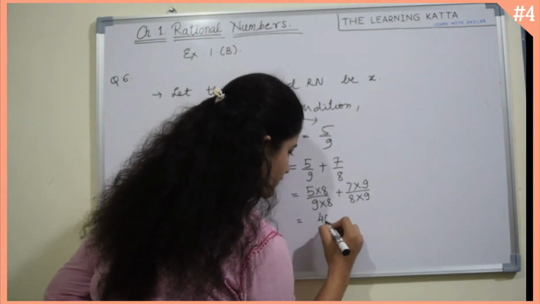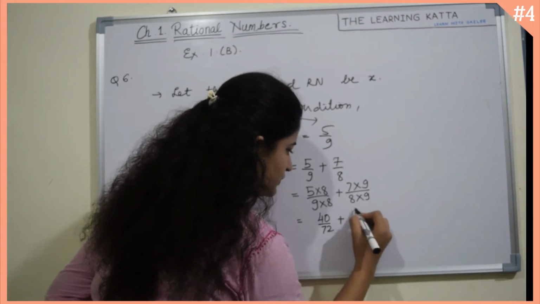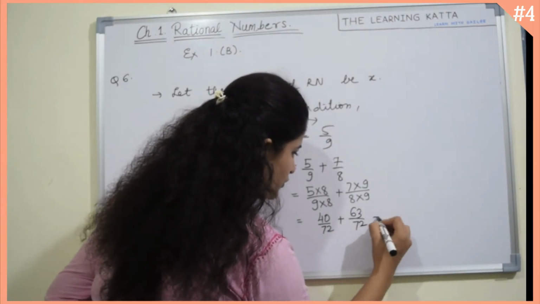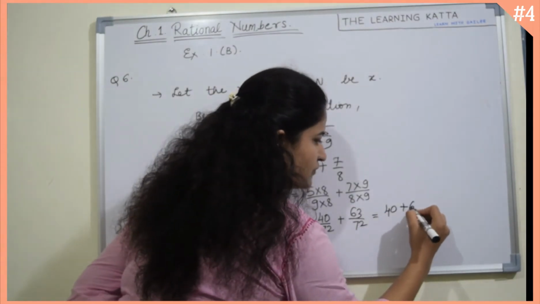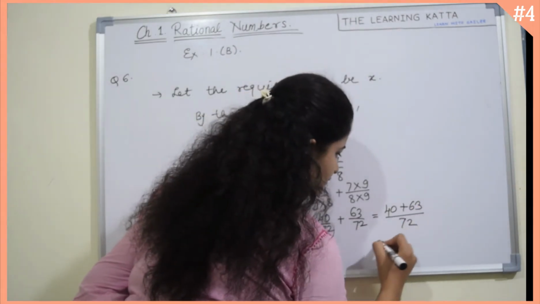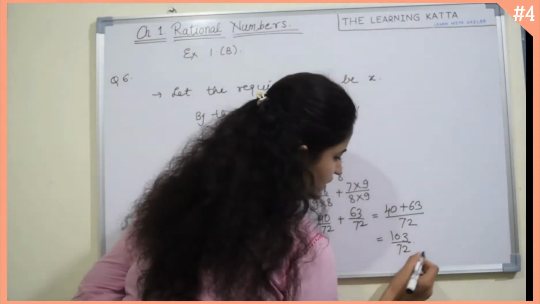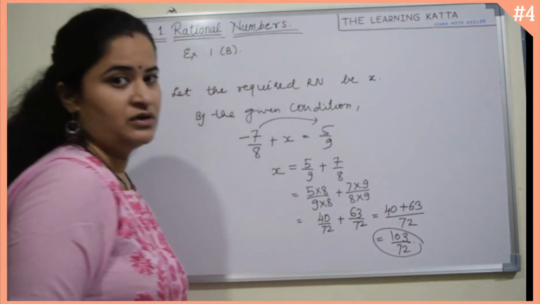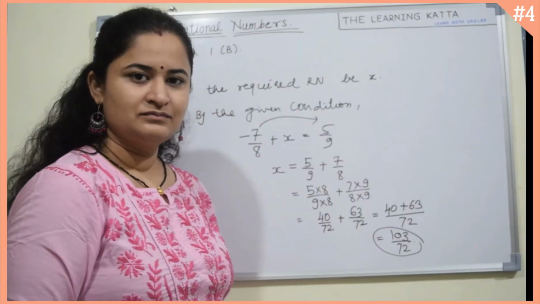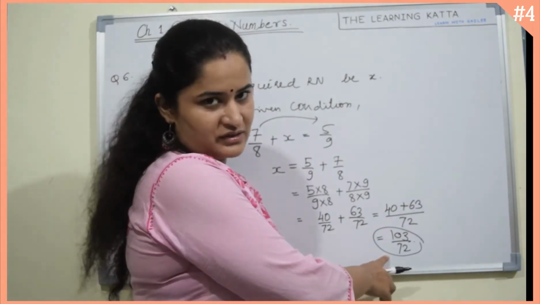So 5 8s are 40 upon 72 plus 63 upon 72. So that becomes 40 plus 63 upon 72. So that gives us 103 upon 72. That's your required rational number. Write a statement after that. So the answer which you have got is 103 by 72.